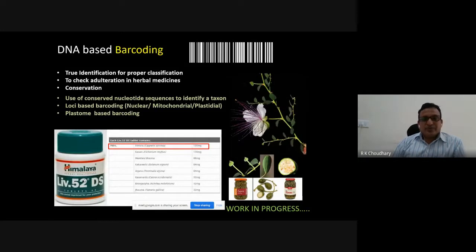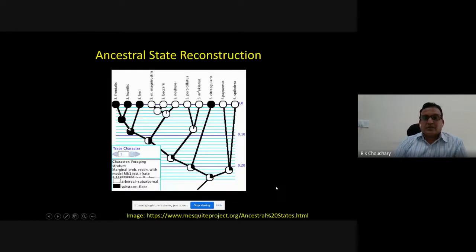And we thought, okay, we should propose DNA barcode for all these species because many of the species look alike. So suppose we want to collect Himsra, but how to identify them? Because many of them look similar. So we have made an effort to propose DNA barcodes for them, and this will definitely help us to check adulteration in herbal medicines. In the same way, we have proposed Loci-based barcoding and also plastome-based barcoding. And they are also very famous. The fruits are eaten. They are very famous as a pickle in European countries.